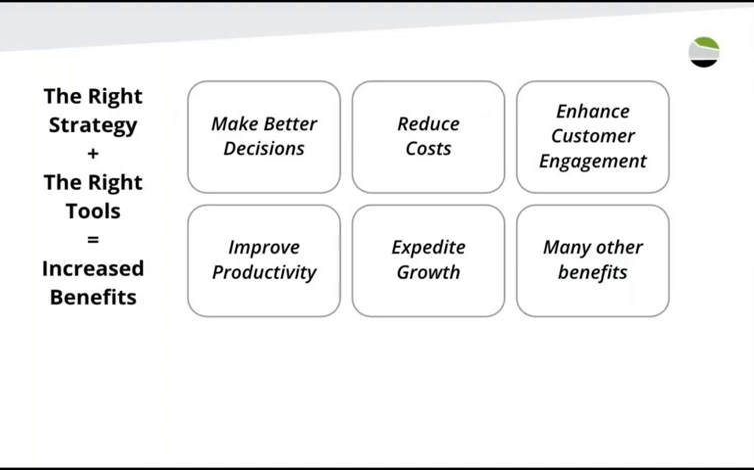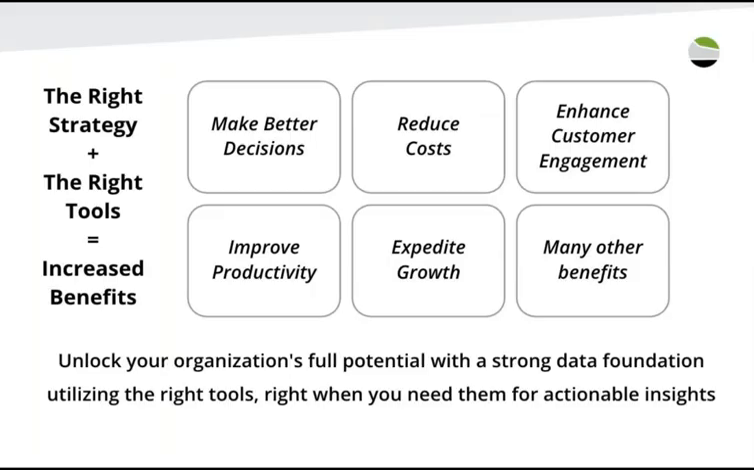So what happens now when you've got the right strategy and the right tools? You get increased benefits. I've been talking about making better decisions, and yes, that is an important part. But you can do other things such as reduce costs, enhance customer engagement, improve your productivity. Think about it. If you don't have to run around and double check reports or wait on reports to be generated, you can be more productive in doing the things that you should be doing in your job. Expediting growth. If you've got all the data and the right interpretation to make decisions, my go to market strategies can happen faster and be more effective, and the list goes on and on.